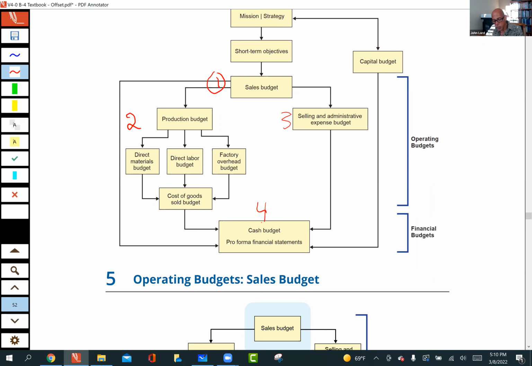Notice they're showing capital budgeting off to the side here. That's another process that would feed into the cash budget. But when you get into capital budgeting, you're not dealing with an operating budget anymore. Now you're dealing with the time value of money and doing your net present value analysis, that sort of thing.